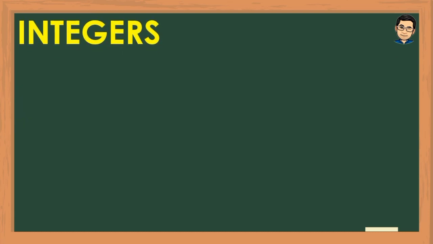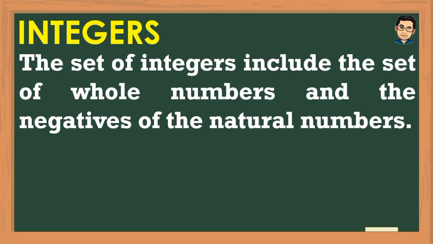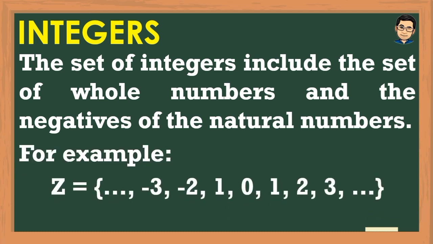So, again, what are integers? I explained that in my video about the set of integers, but we will review these integers. The set of integers includes the set of whole numbers and the negatives of the natural numbers. For example, Z is the set of integers whose elements are negative integers, 0, and positive integers.